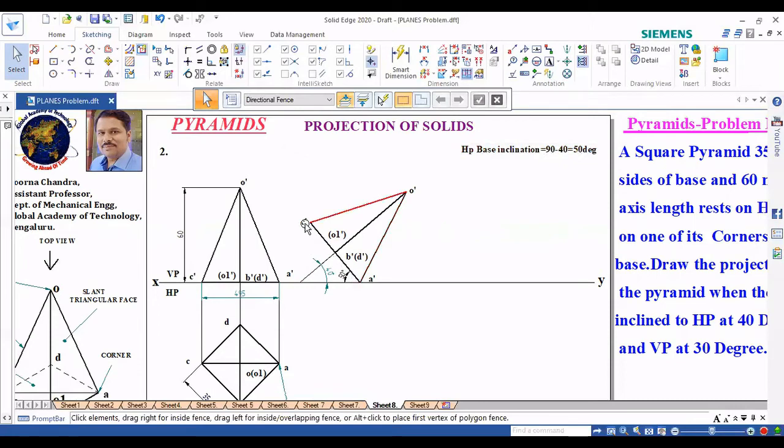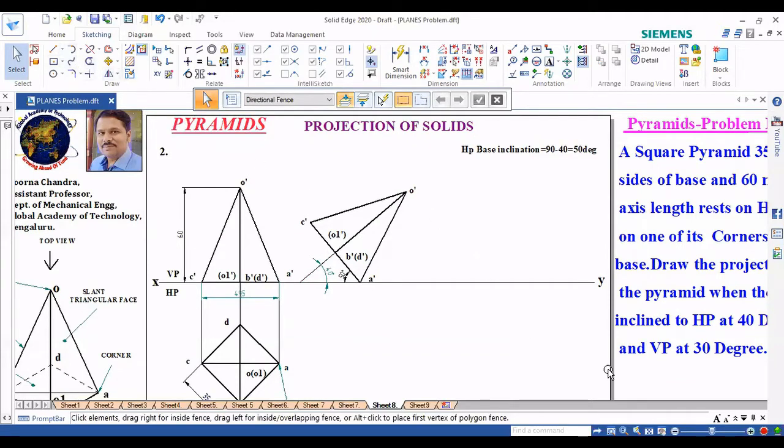So draw a line for 50 degrees, then measure this A dash, C dash, and cut it. Then you can measure this A dash, O dash in your compass, and from A dash you can cut an arc here. From C dash you can cut an arc, then join that, then join this to the midpoint of this. So your job is done.